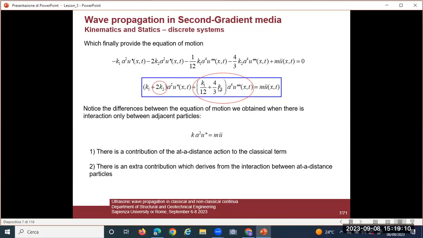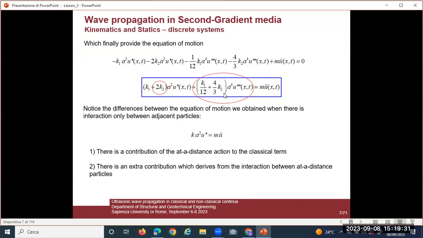Now this difference is that this one counts much less than this one, because you see that this one is 1/12 and this is 4/3. So this one is much more important, but obviously it depends also on the value.